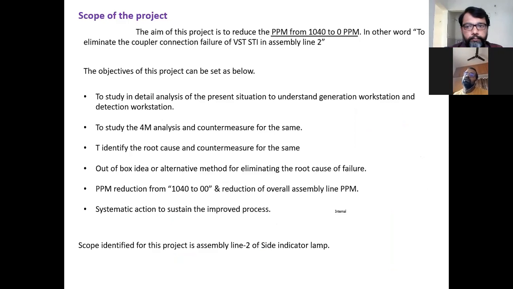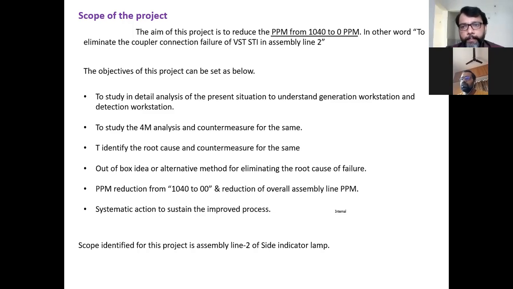Then comes the scope of the project. What is the scope here? We have to reduce our ppm. The aim of this project is to reduce the overall ppm from 1040 to 0 ppm. In other words, to reduce the ppm, the problem is the coupler connection failure. If we eliminate the coupler connection failure, then we can have the target of 0 ppm. This is our main scope here.